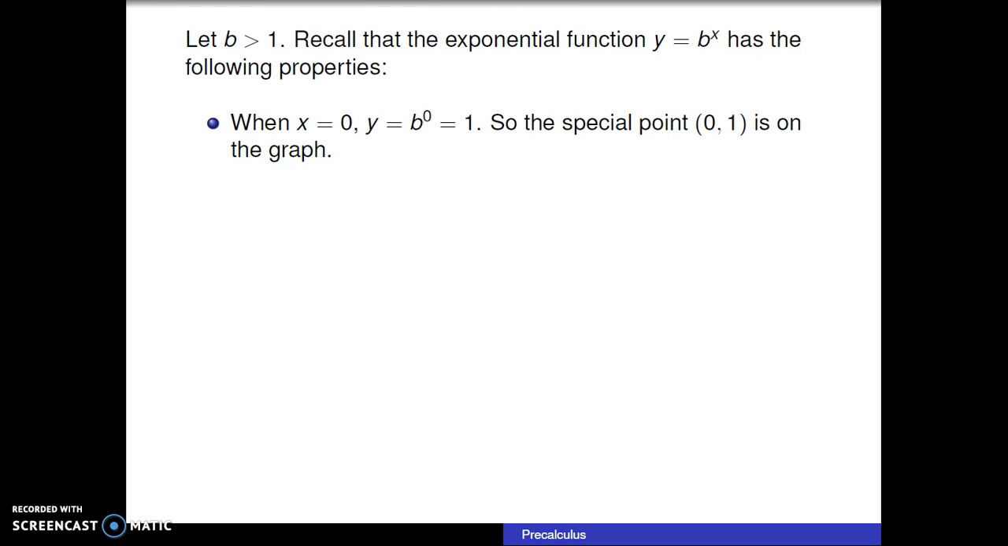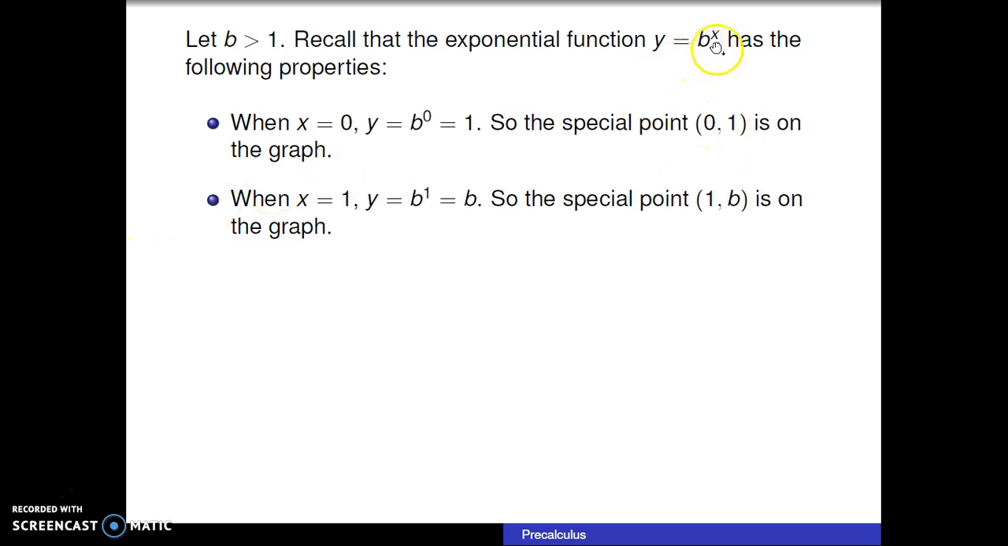Okay, so now let's apply some of these lessons to the exponential function. First, let's just remember some facts about the exponential function. When x equals 0, if we have this exponential function y equals b to the x, we plug that in, we get y equals b to the 0, which is 1. So x is 0, y is 1, and we have this special point (0, 1) on the graph. When x equals 1, we get y equals b to the 1, which is b. Anything to the 1 is just itself. So the point (1, b) is on the graph.